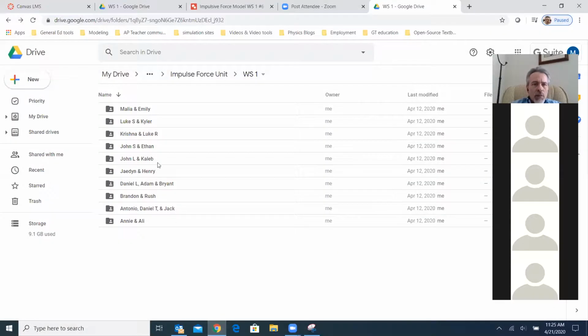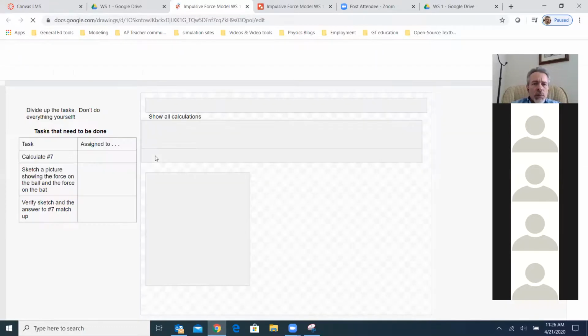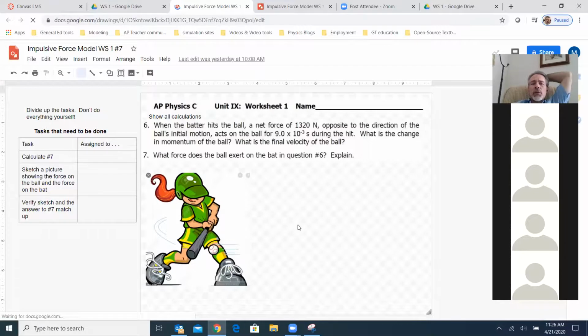Okay, so now we're getting ready to do the next one. Let me share my screen. Actually, I want to do this one together. Number 7 is a conceptual question. In number 6, we just figured that answer out. Number 7 wants to know what force the ball exerts on the bat. In number 6, we know the force the bat exerts on the ball is 1320 newtons. What force would the ball then exert on the bat?